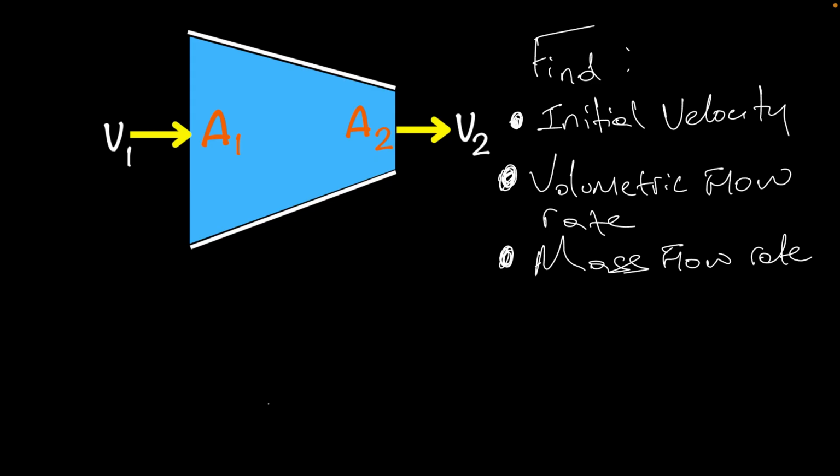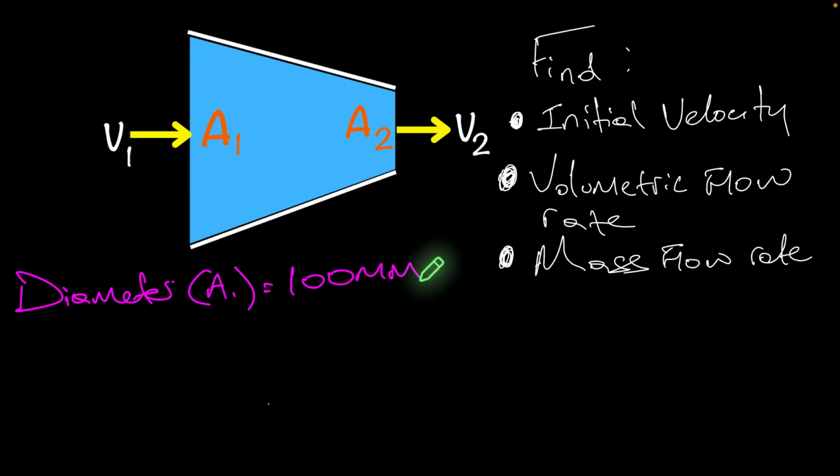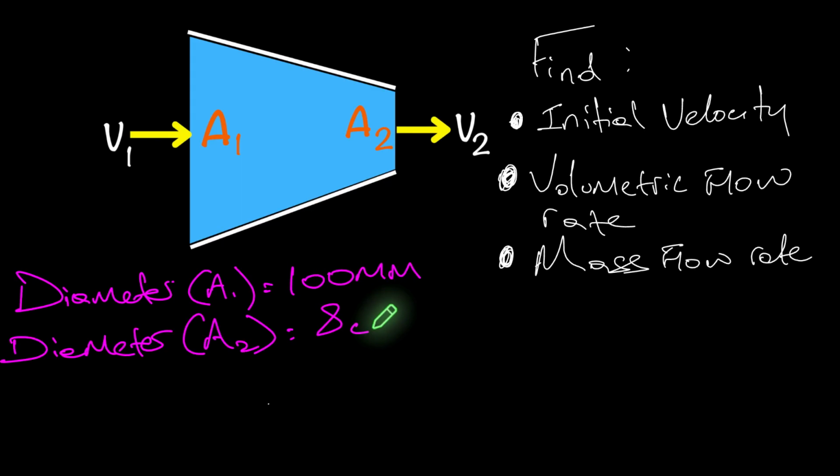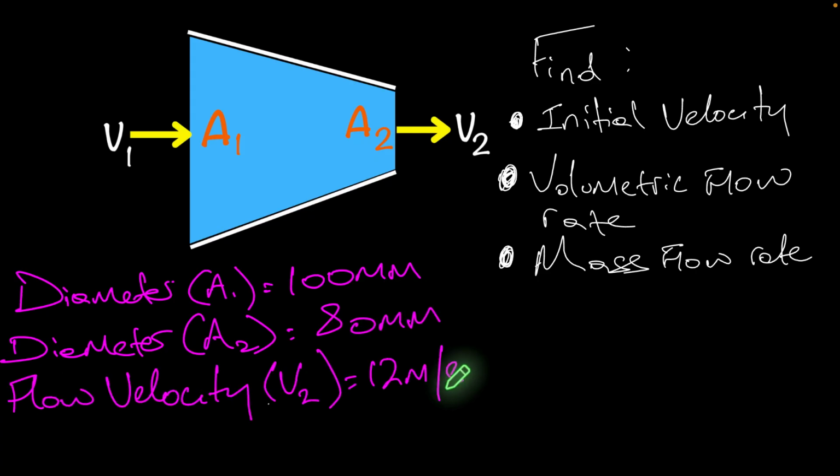So these are three typical questions that you would get asked, where we need to analyze a system like this and find either the initial velocity or the final velocity, and then the volumetric flow rate as well as the mass flow rate. So say we're given a diameter for A1, and that's given as 100 millimeters. And let's say another diameter given for our A2 section as 80 mil. And the final flow velocity given as 12 meters per second, given that we're going to find the initial velocity.